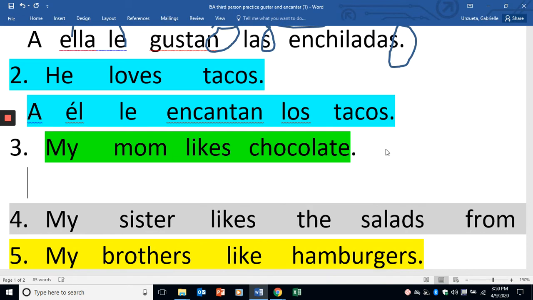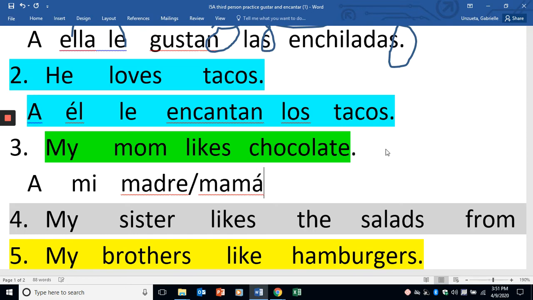Next one, my mom likes chocolate. So we're going to start with a mi. We just learned the word madre last chapter. We can also say mamá. You can do it either way, right? A mi mamá, a mi madre. I'm going to go with le, because she's just one person. Like is gusta. She likes chocolate.